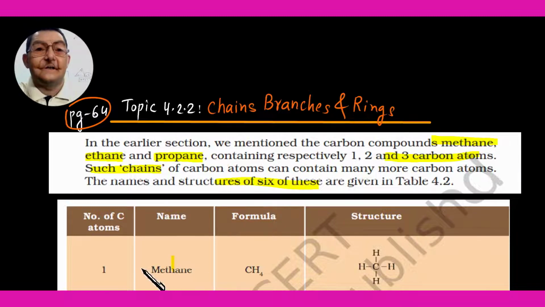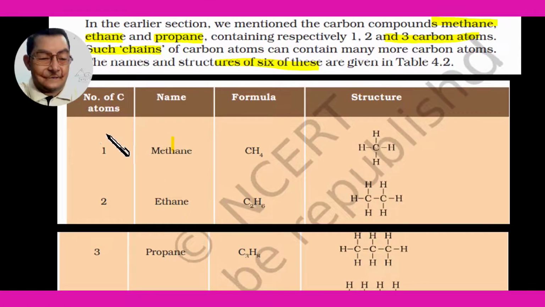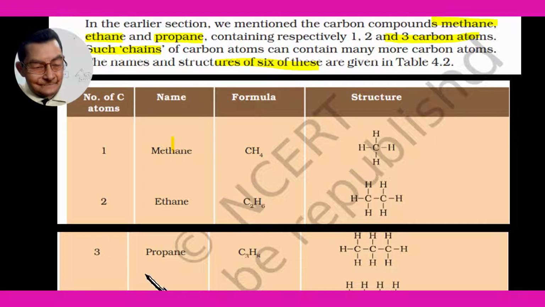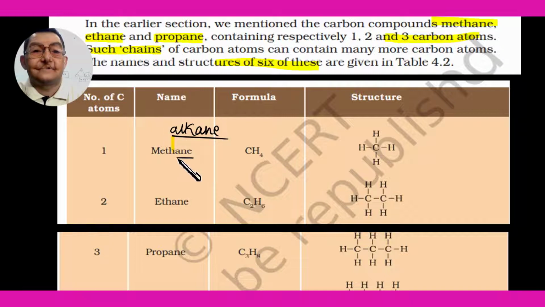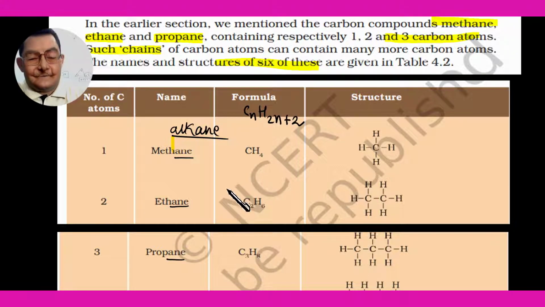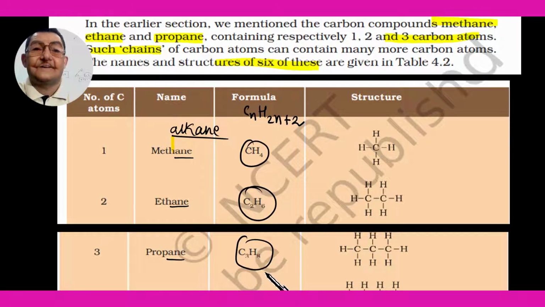Let us go a little down. As you can see, the number of carbon atoms is 1, 2, 3. The name is only given for alkane, such as methane, ethane, propane, and so on. Given the molecular formula, what is the molecular formula? CnH2n+2. Right, so CH4, C2H6, C3H8, and so on.